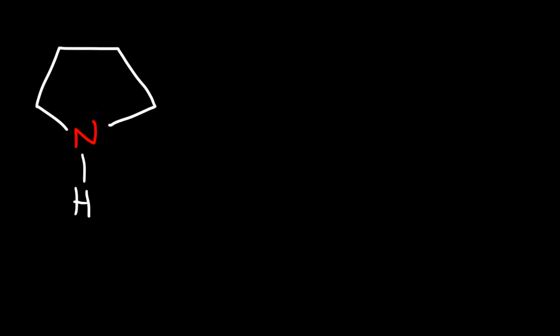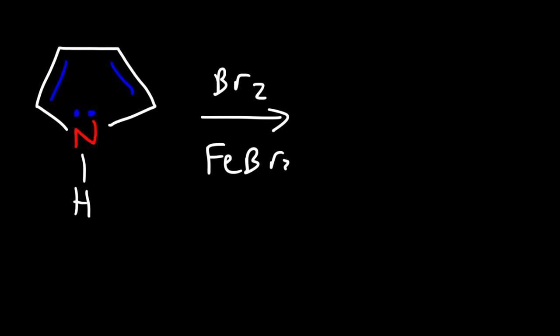In this video, we're going to go over electrophilic and nucleophilic aromatic substitution reactions of heterocyclic compounds. So let's begin our discussion with this molecule, pyrrole. Pyrrole is an aromatic compound. It's more nucleophilic than benzene. And so if we perform bromination with pyrrole, we don't need a Lewis acid catalyst like iron(III) bromide. We could just use Br2.